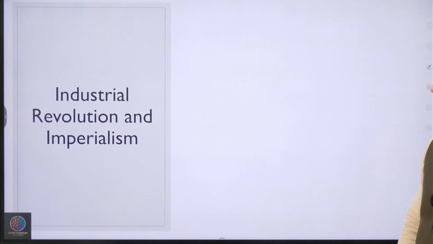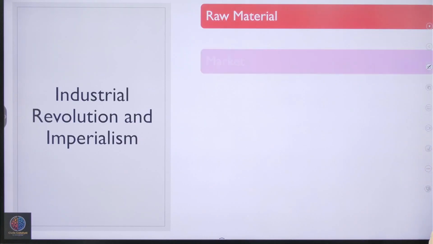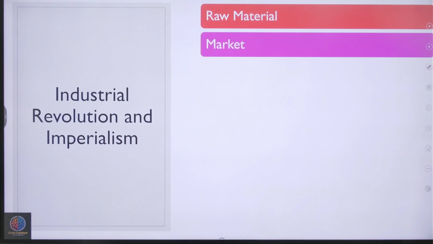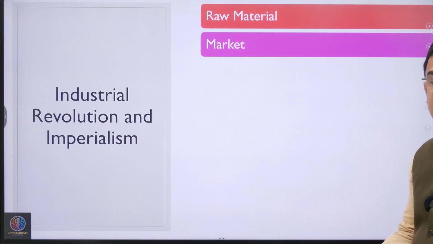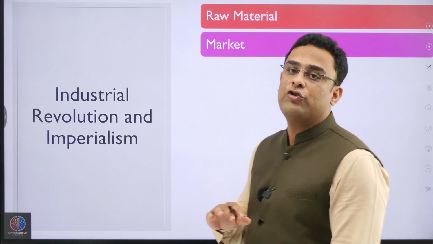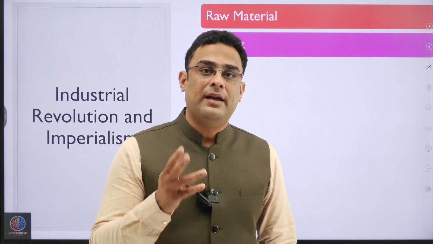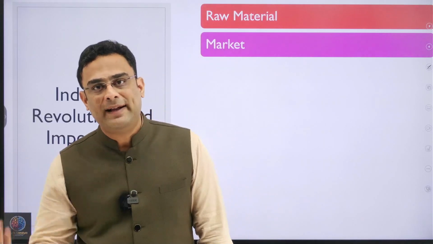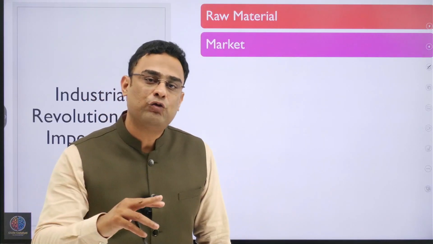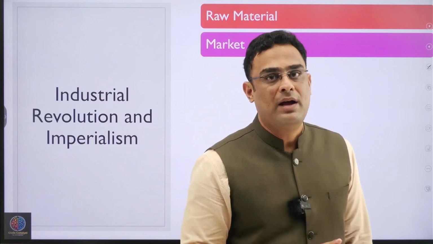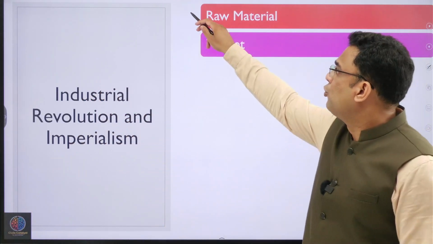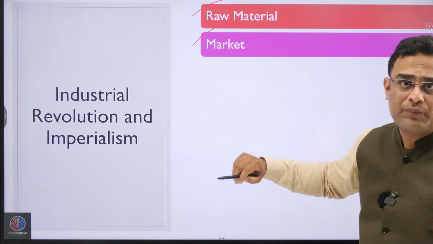अब बात करते हैं इंडस्ट्रियल रेवोल्यूशन एंड इंपीरियलिज्म की. Imperialism was enabled by industrial revolution, and at the same time, it was a two-way relationship, one helping the other. Imperialism was helped by industrial revolution and industrial revolution was helped by imperialism. How did it happen? Raw material and access to market.